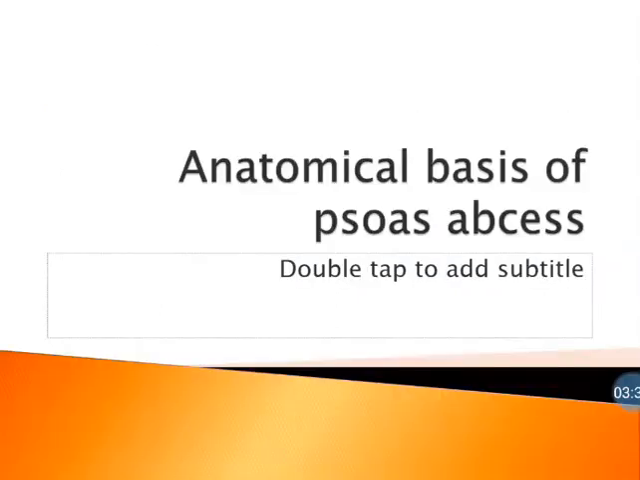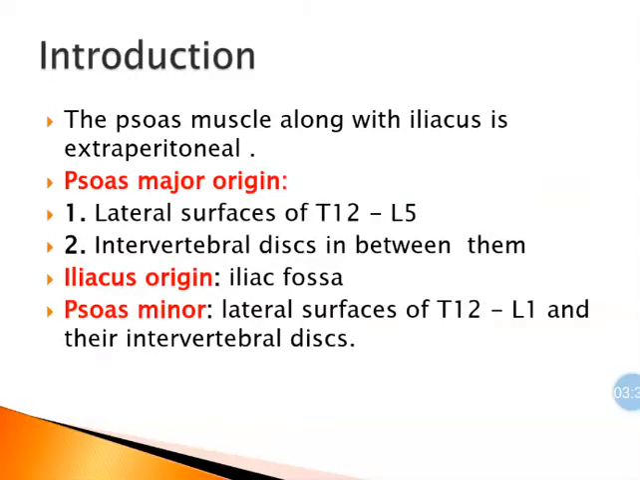Then we go to anatomical basis of psoas abscess. First we see what is the psoas muscle. The psoas muscle and the iliacus muscle are in one compartment, and that compartment is extraperitoneal. Coming to origin of psoas major, it takes origin from lateral surface of T12 to L5 and also from the intervertebral discs in between them.